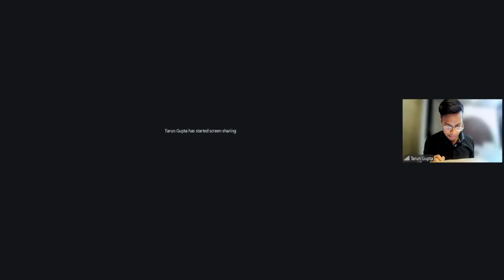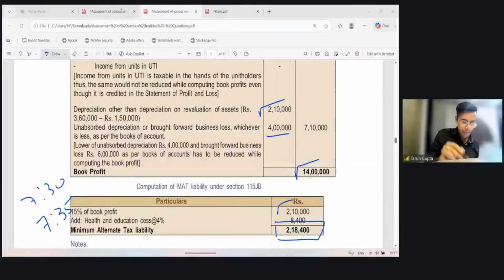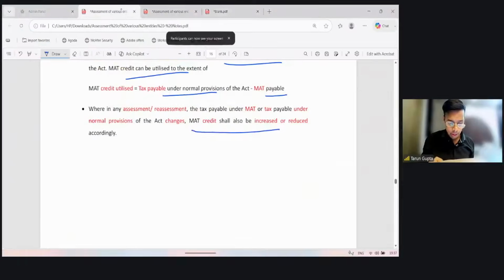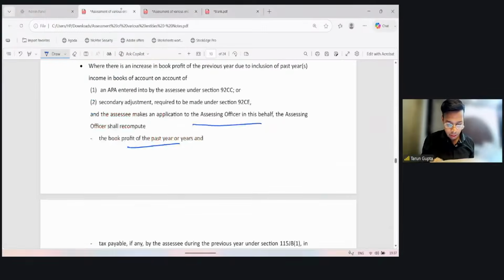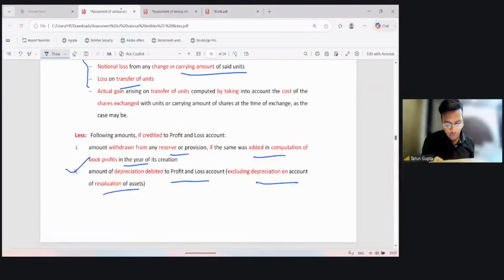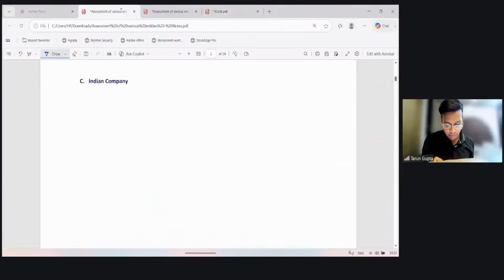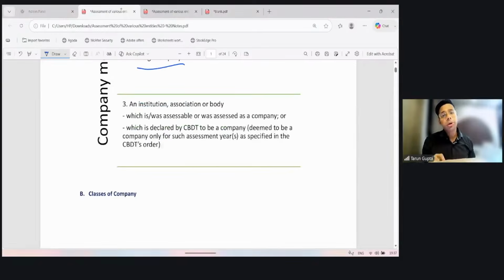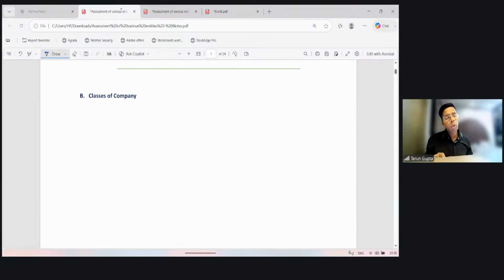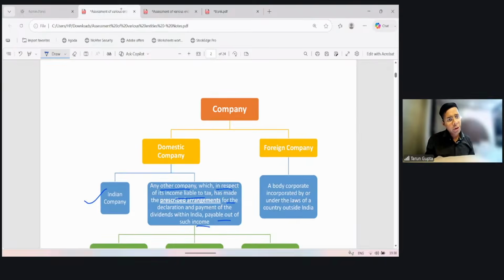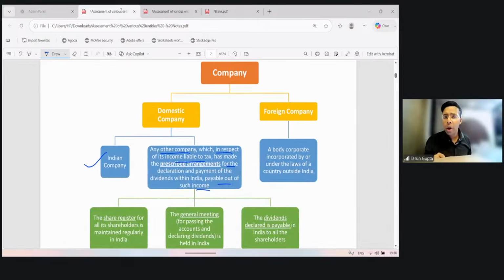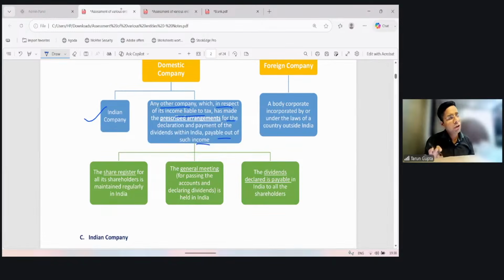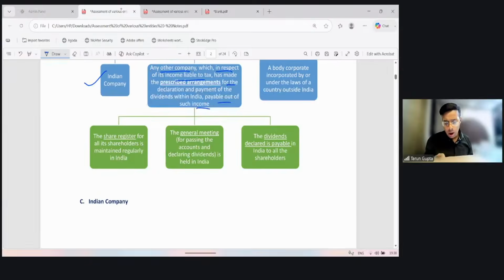So we discussed till now different types of companies, Indian company, foreign company, and any association which is declared by the board as a company or as such a company. Then the domestic company means an Indian company or any other company which has made prescribed arrangement for taxation of dividend within India in respect of its Indian taxable income.